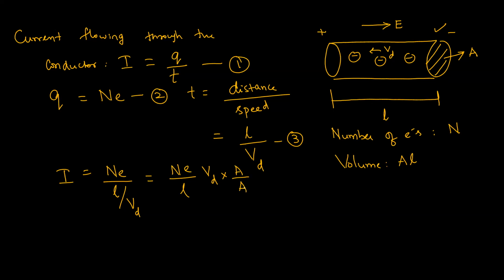And when I multiply with A and divide with A, I get N E A V D, the whole divided by A into L. Got it? So this capital N divided by A into L, we can give a name. Number per unit volume is what is called number density.